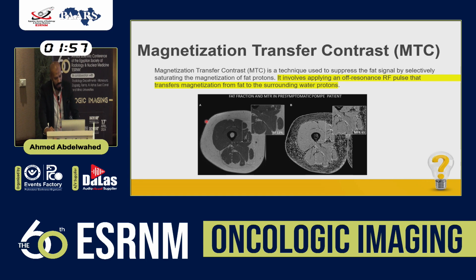And finally, the magnetization transfer. It adopts a technique to suppress the fat signal by selectively saturating the magnetization of fat protons, involving an off-resonance RF pulse that transfers the magnetization, not nullifying the magnetization. It just transfers the magnetization from fat to surrounding water protons, and it allows us to do a fat fraction map as in the Dixon method. Thank you.